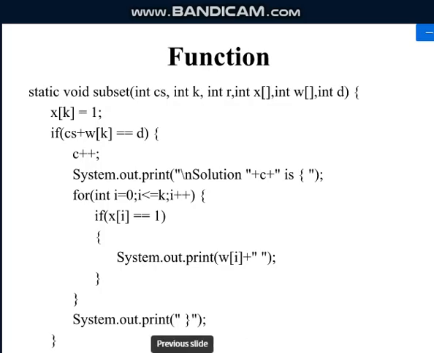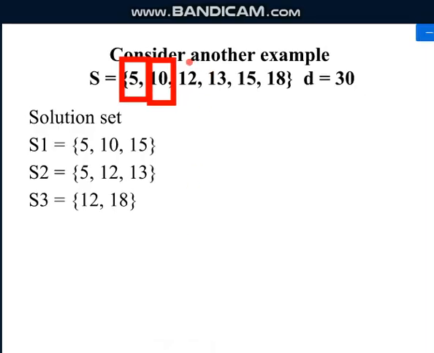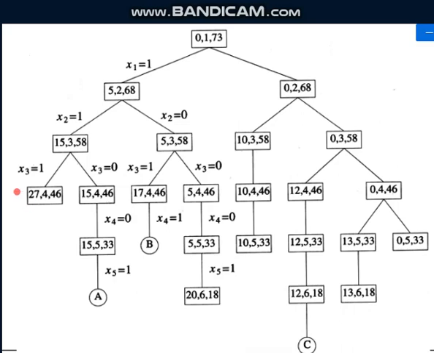What is the third element? 12. So if I include 12 in the solution set, what will be the sum? Sum is 27. I need not worry about the fourth element because the third element itself is 12, and if I consider the next element, that will be obviously greater than or equal to 12, and the sum here, 27, is just 3 less than 30. So I will not try with the next element. So I have reached the dead end.